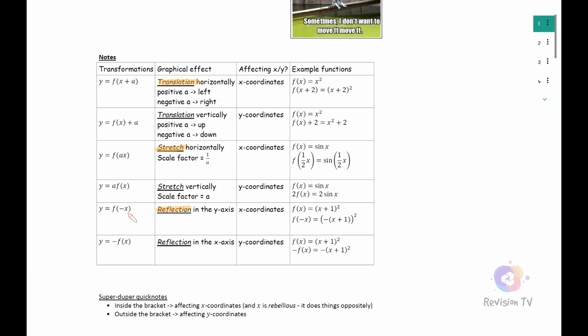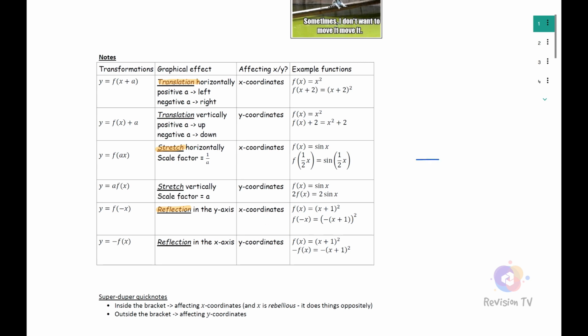Next one, a reflection. Now, negative x, if a negative inside the bracket, you're reflecting in the y-axis. Now, it might sound a bit confusing, but anything inside the bracket does affect the x coordinates. So when you do reflection, you will have to reflect in the y-axis so that the x coordinates are affected.